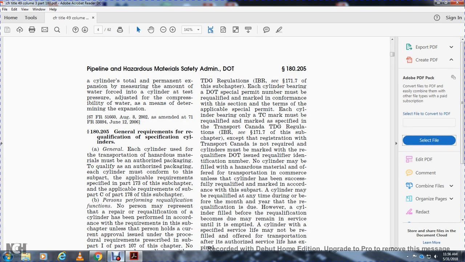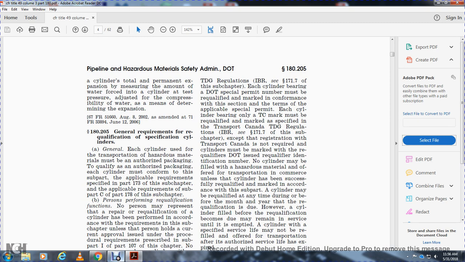Transportation of Dangerous Goods regulations. Each cylinder bearing a DOT special permit must be requalified and marked in conformance with the terms of the applicable special permit. Each cylinder bearing a TC-only mark must be requalified and marked as specified in the Canada Transportation of Dangerous Goods regulations.